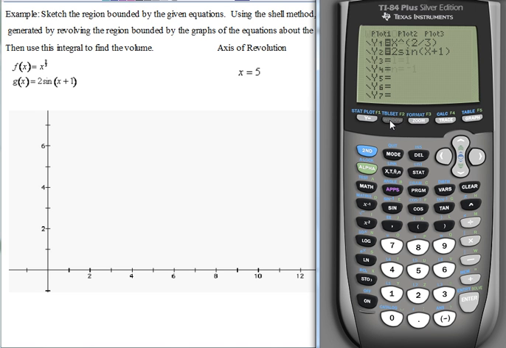And then let's change our window size. -1 to 12 for the x min and max, and -1 to 7 for the y min and max, and graph that. So there's a graph of x to the 2/3. And there's the graph of 2 sine of x plus 1. So you can see the region enclosed right in there. Pretty small region there. So we don't need to graph the entire thing, just enough to see our region there.